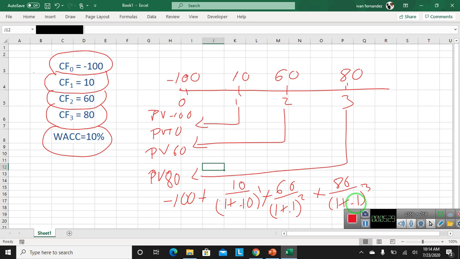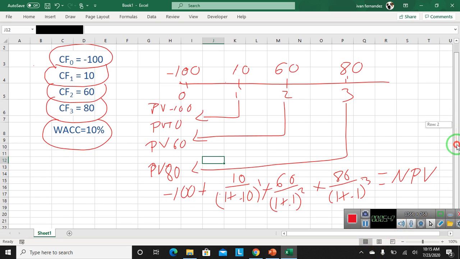You add them all, and that will give you what we call the net present value of this project. Okay, so you just find the present value of all of them. That gives you the net present value. Now, Excel can make things a lot easier for us.